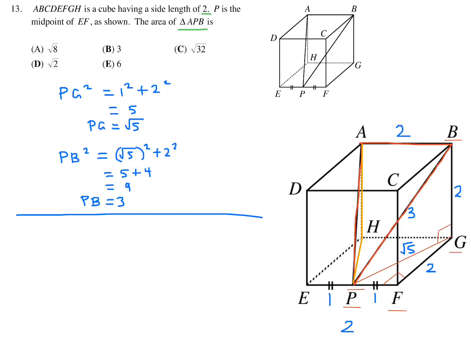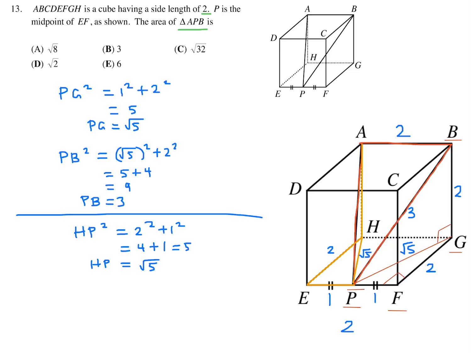But before we do that, we need to figure out HP. But HP we can find with that triangle, HEP. Remember, exactly the way we did with the other value. EP is 1, HE is 2, and therefore we can find HP. So HP squared is going to be 2 squared plus 1 squared, which is 4 plus 1. So therefore HP is equal to the square root of 5. And stick that in there like that.